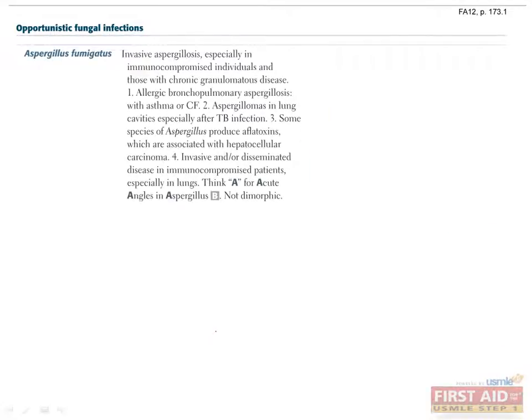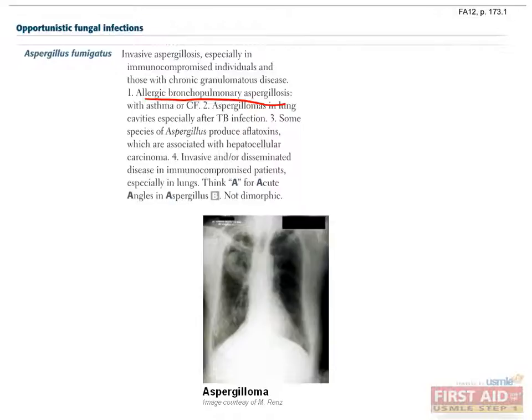Aspergillus fumigatus is a fungus that causes various lung diseases in immunocompromised hosts. It can stimulate an IgE response leading to bronchospasm, known as allergic bronchopulmonary aspergillosis. It may deposit in an existing lung cavity and form an aspergilloma or fungus ball, which is shown here. Some Aspergillus species can produce aflatoxins, which have been linked to hepatocellular carcinoma.